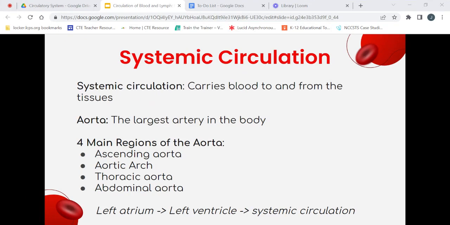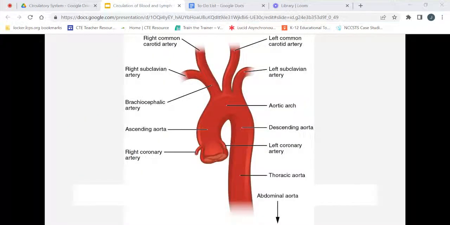So if you're following blood flow through systemic circulation, it would be left atrium to the left ventricle into the systems. And here is a picture that illustrates the different parts of the aorta.